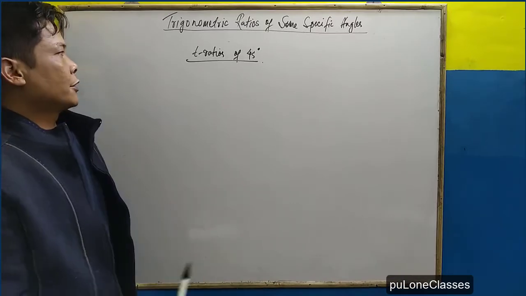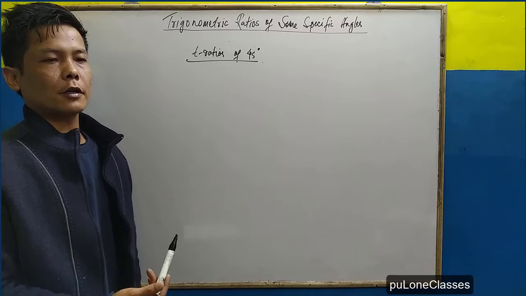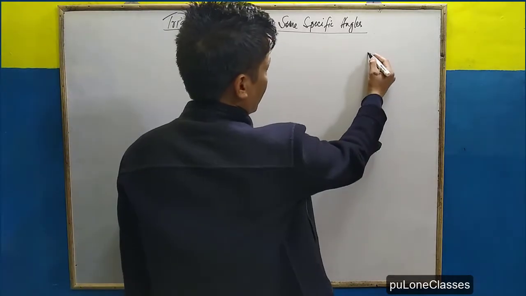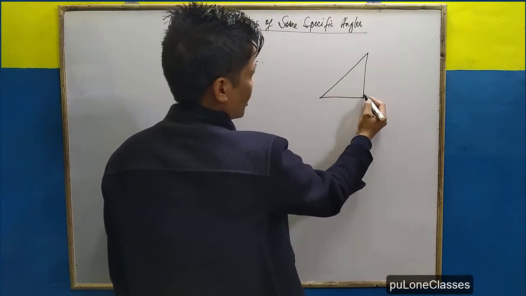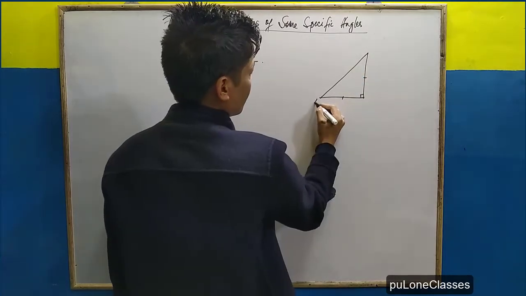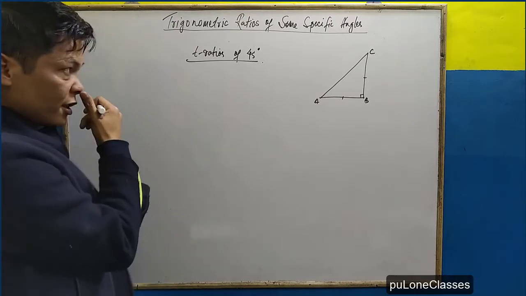Now let us find out the T ratios of 45 degree. We already found the T ratios of 30 degree and 60 degree. For this, let us consider a right angle isosceles triangle. A right angle isosceles triangle means a triangle with 90 degree, plus two sides equal to each other. So let us consider this triangle ABC to be a right angle isosceles triangle.